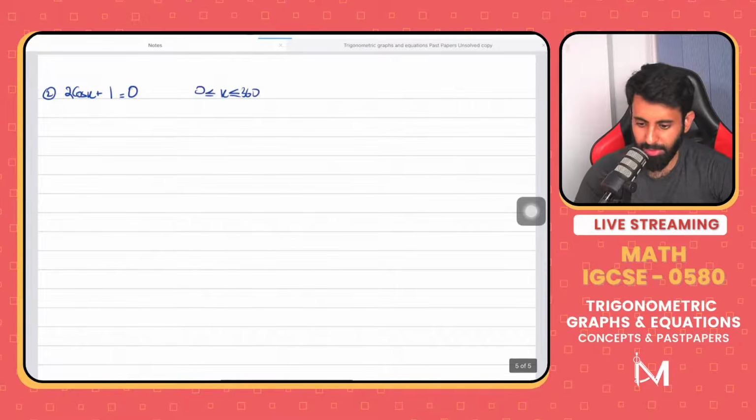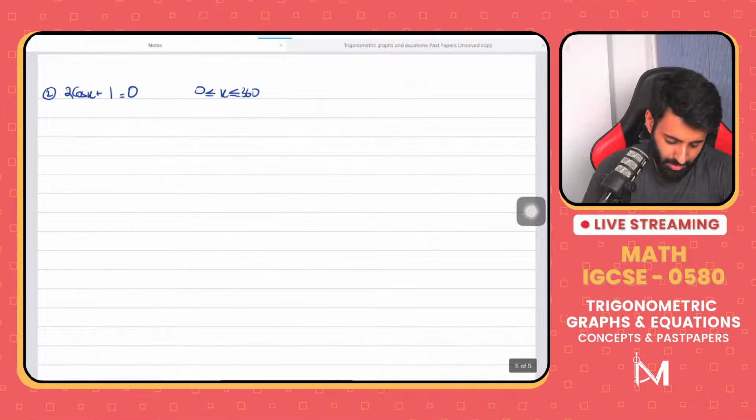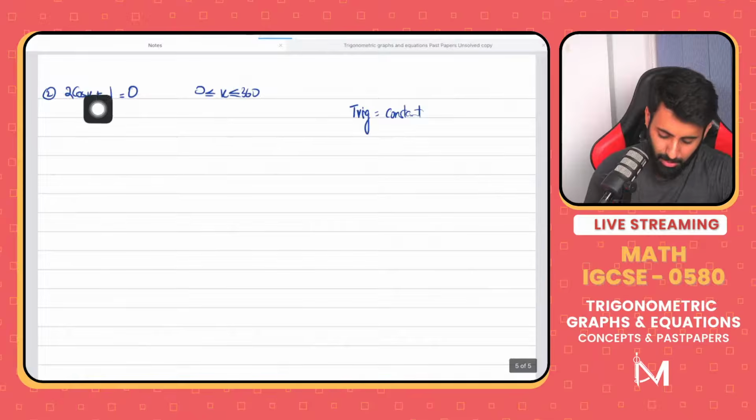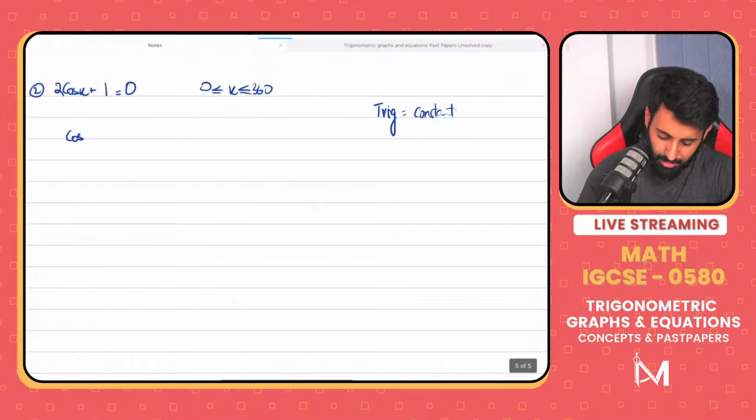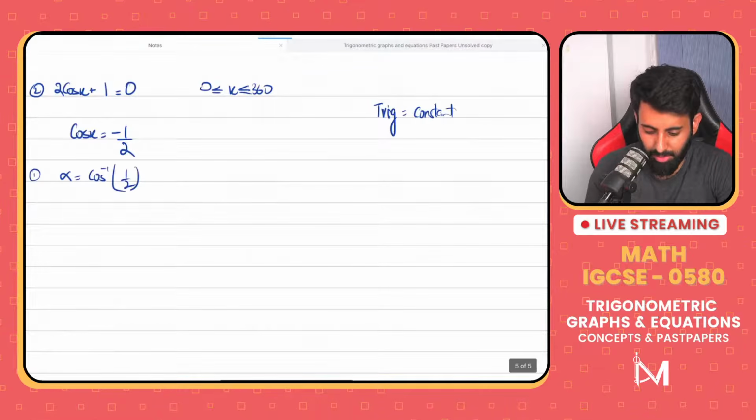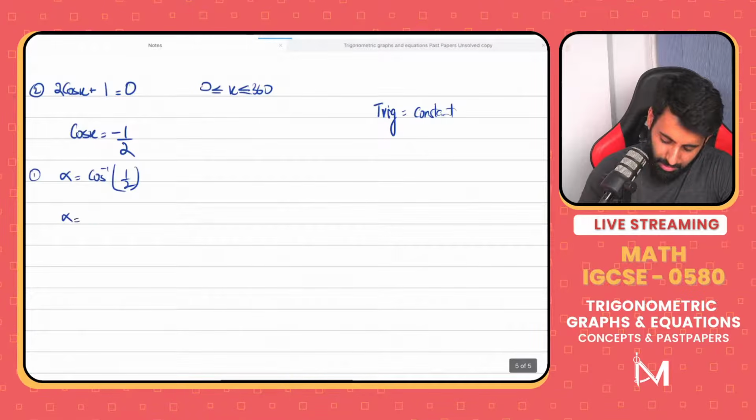Before you attempt to solve any question, make sure that it's written in a way that you have a trigonometric function, and then it's equal to some constant. At the moment it's not written like that. So that means we need to make cos x the subject. And when you do that, cos x equals minus 1 upon 2. Now that everything's sorted, we will calculate the basic angle. Here is step 1, by taking the cos inverse. When we're taking inverse, we will not take it with the minus sign. So if you take cos inverse of 1 upon 2, you get 60 degrees. So that means alpha is 60 degrees.